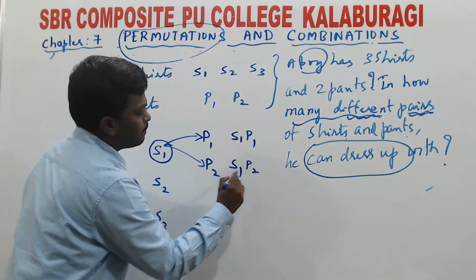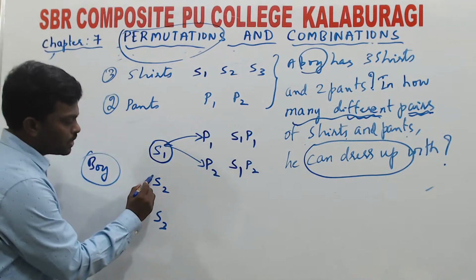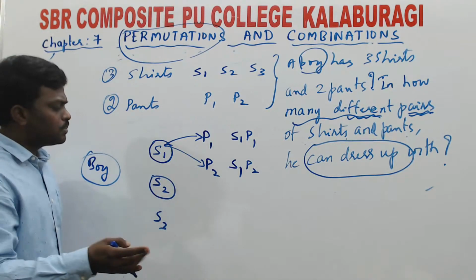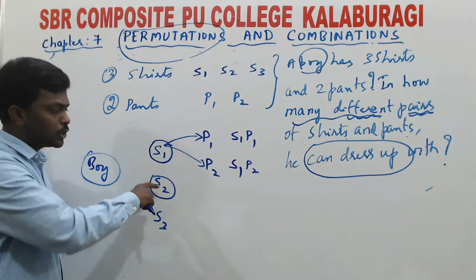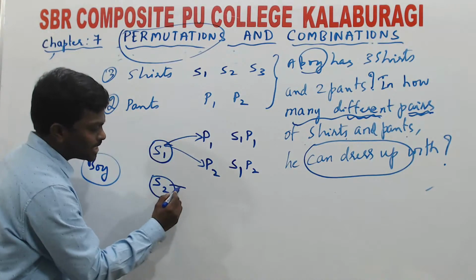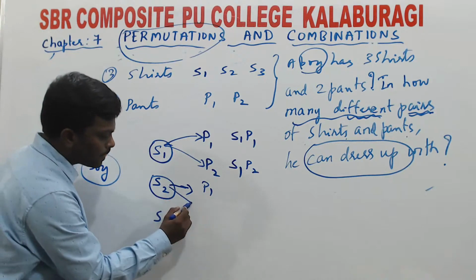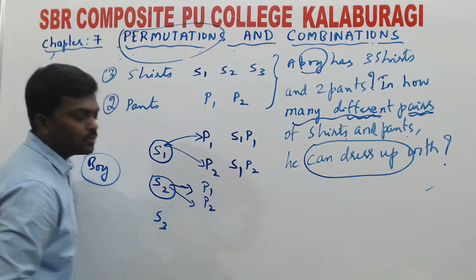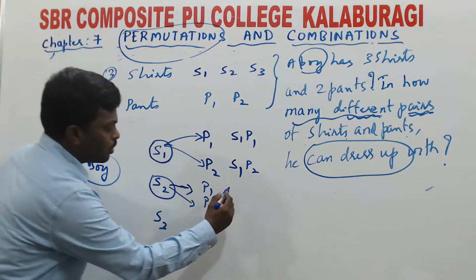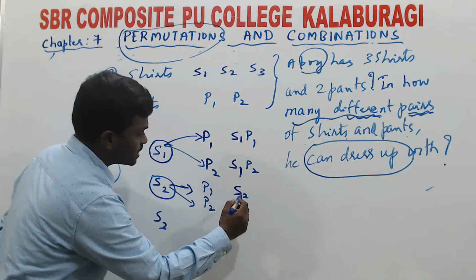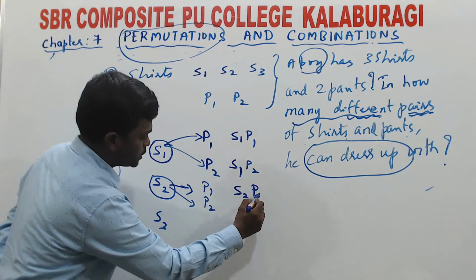Okay, shirt one, pant two. Is that clear? So now let's suppose he has picked the shirt two. So he will pair it with pant one, right? And he will pair it with pant two, right? So what is the pair here?